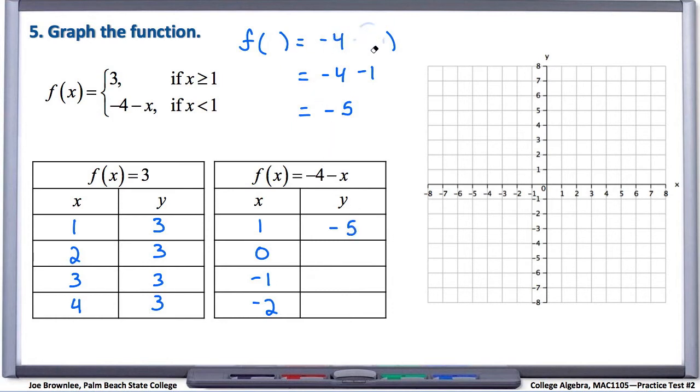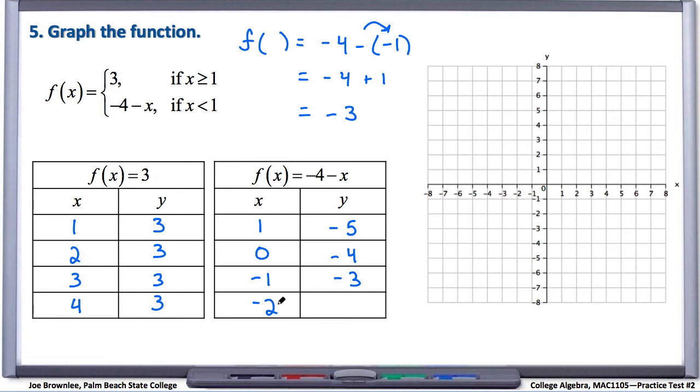Let's find out what the corresponding y value is when x is 0. We're going to find f of 0, so we'll have negative 4 minus 0. Negative times 0 is just 0, so we have negative 4. So when x is 0, the corresponding y is negative 4. How about negative 1? We're going to have negative 4 minus negative 1. We need to distribute, so we end up with negative 4 plus 1. That gives us negative 3.